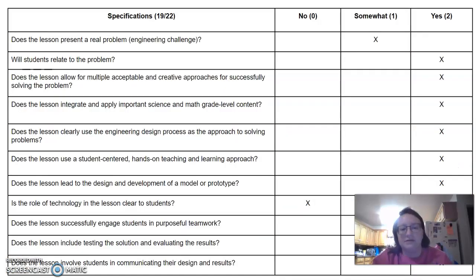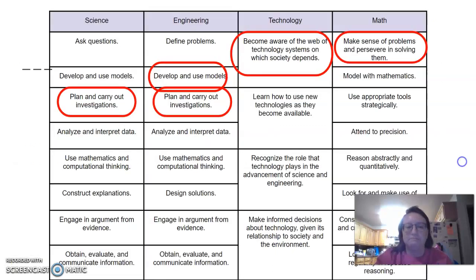When talking about the specifications, it meets 19 of the 22. I do not feel that technology had a real big role in it other than the battery, and I think it presents a real problem, but I don't know that it's necessarily a 100% engineering challenge.